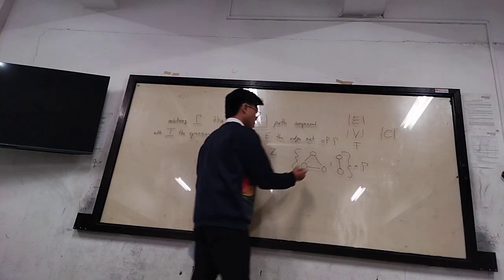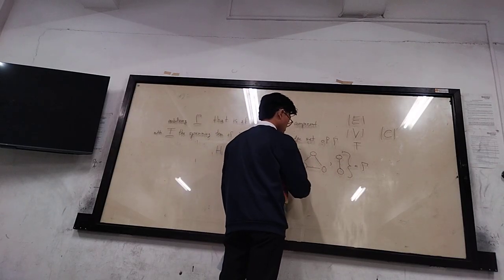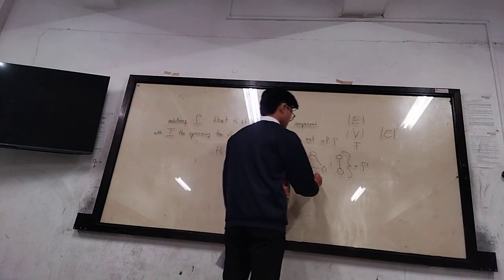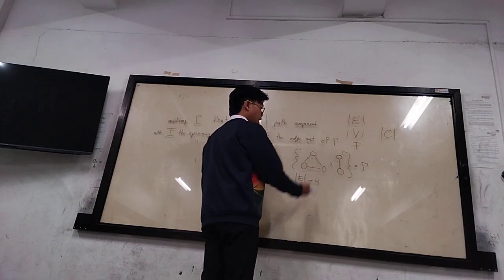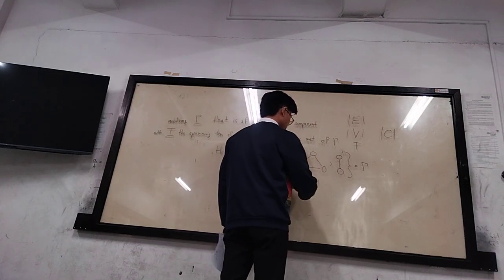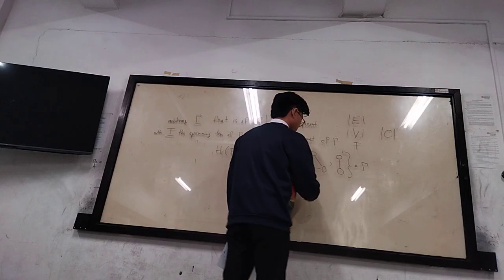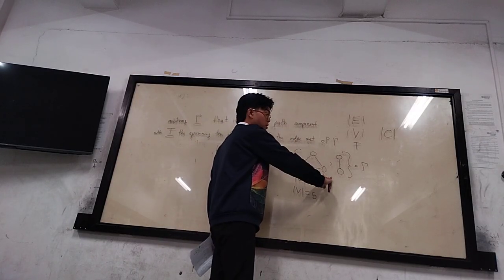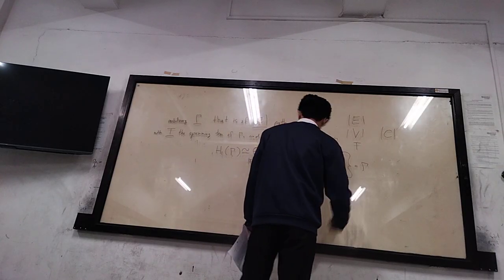Then how many edges do I have? I have 1, 2, 3, 4 edges. So the cardinality of my edge set is precisely 4. I have 5 people, so the cardinality of my vertex set is 5. And I have 2 disconnected components, 2 disconnected relationships, so the cardinality of my set C is 2.